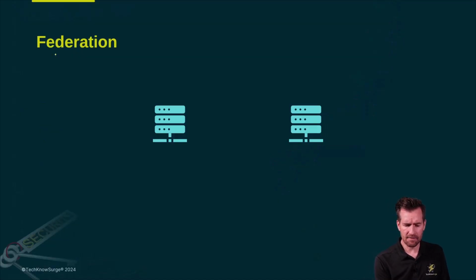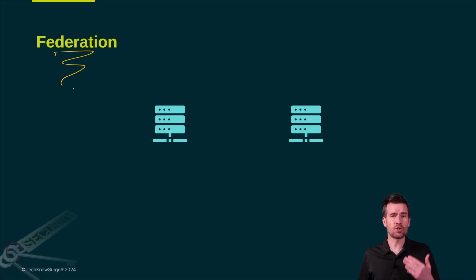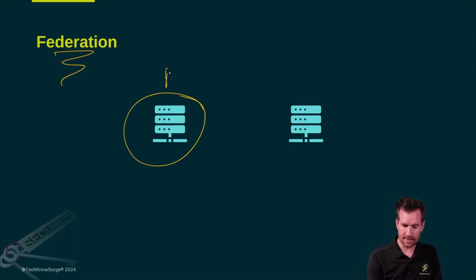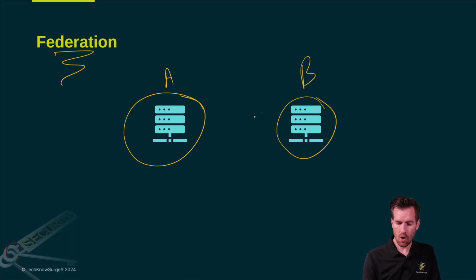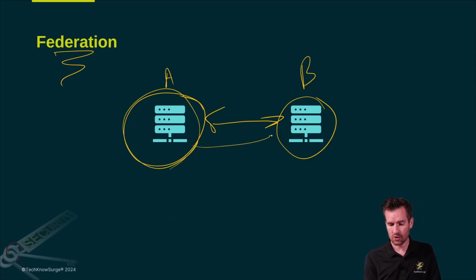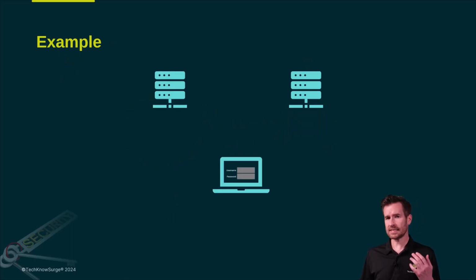The idea behind federation is creating a trust between different systems. So here we've got a system, let's say A, and a system B. We can create a trust between these so that when you authenticate with one, you are going to be trusted by another. Let's come up with a little scenario as an example.